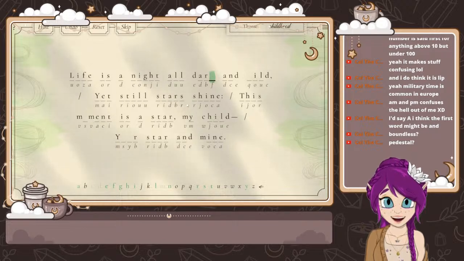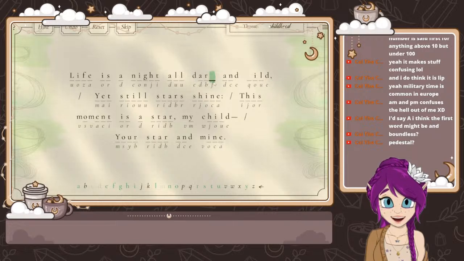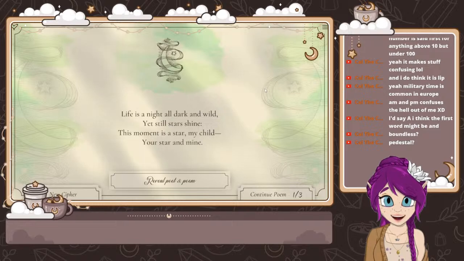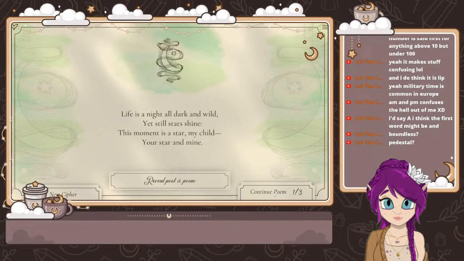Yet still stars shine. This moment is a star, my child, your star in mind? Life is a night all dark and wild. There we go. Life is a night all dark and wild, yet still stars shine. This moment is a star, my child, your star in mind. Oh, that's cute.